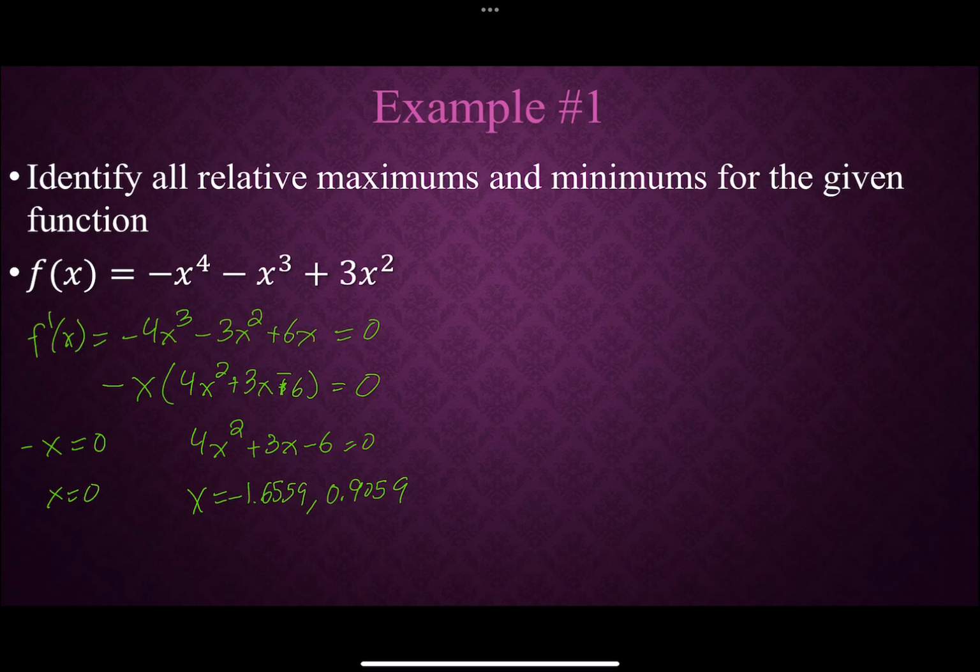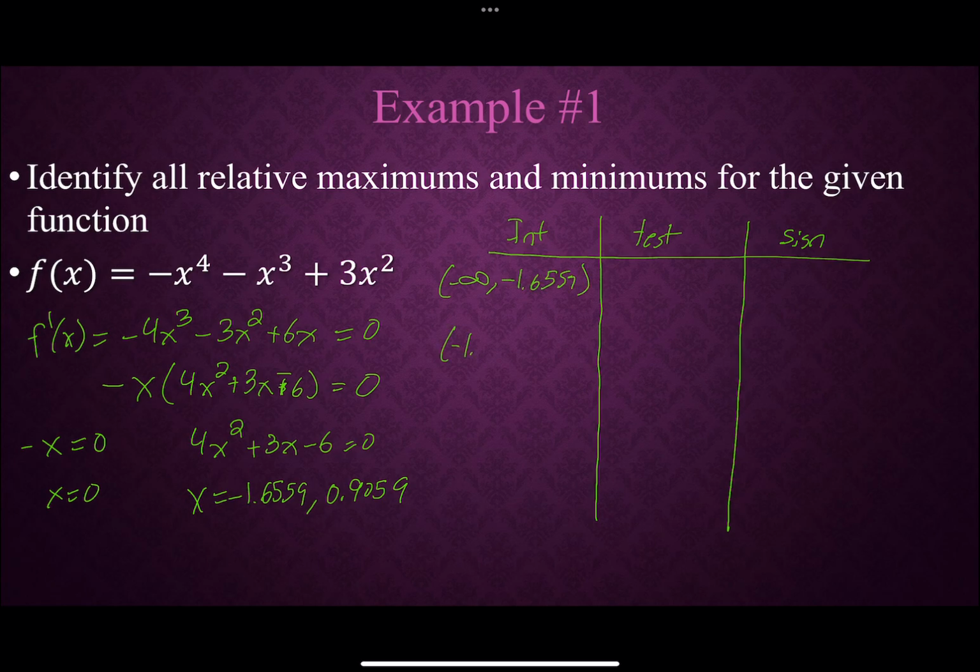So those are our three critical point locations. They could be minimums and maximums, and which ones are they? What we're going to do is set up an interval chart. We're going to have our interval, a test value, and then the sign for that value. Our first interval goes from negative infinity to the first critical point, negative 1.6559. The next interval goes from negative 1.6559 to the next one, which is 0. And then 0 to 0.9059, and then 0.9059 on to positive infinity.